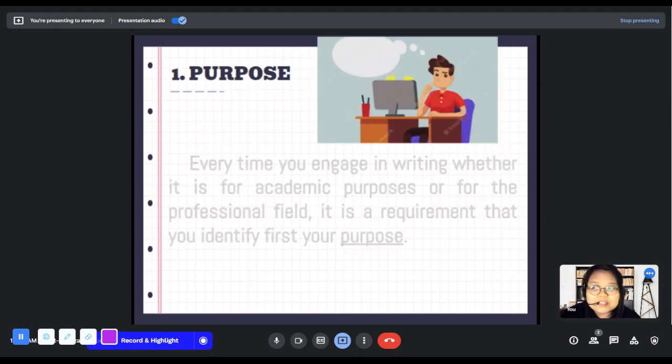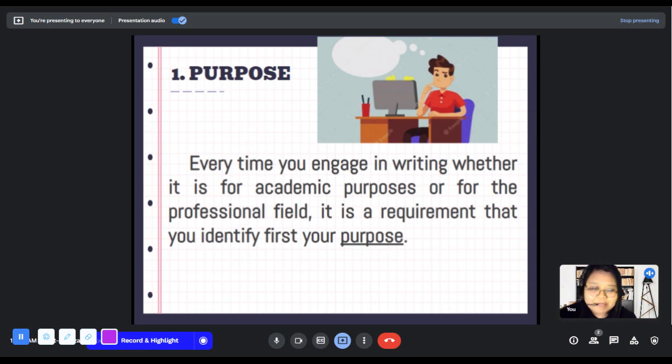Now, let's talk first about the purpose. Every time you engage in writing, whether it is for academic purposes or for the professional field, it is a requirement that you identify first your purpose. You have to ask yourself, why am I going to write this? What am I supposed to share to my audience? Is it because it's just required in school, or is it simply because I want to educate, persuade, or inform other people?